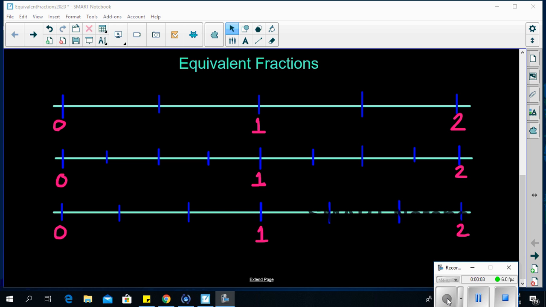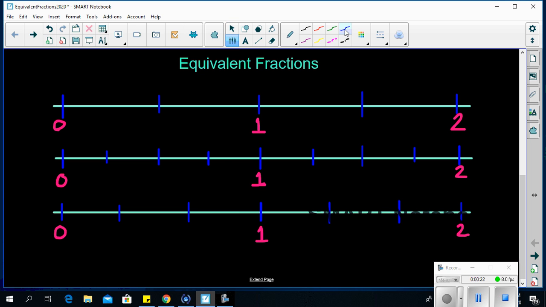Equivalent fractions using a number line. Equivalent fractions are fractions that have the same value but have different numerators and denominators. So we're going to use our number line today to take a look at equivalent fractions.